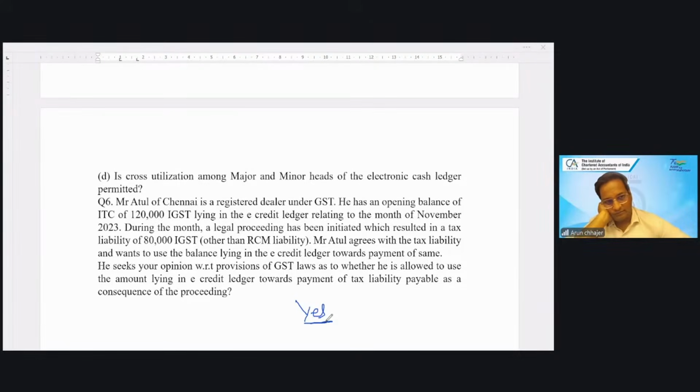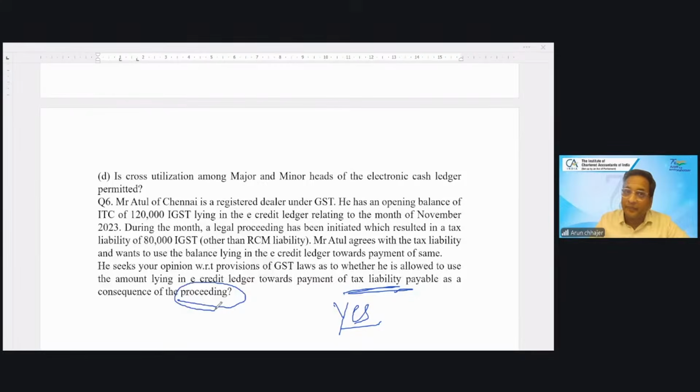See, for this only the CBIC has issued the circular. Abhimanyu, yes. Answer is yes. Tax liability, even if it is payable as a result of proceeding, CBIC has clarified that because it is a tax liability, you can use the ITC for making the payment. Clear है? Is it clear, बेटा?